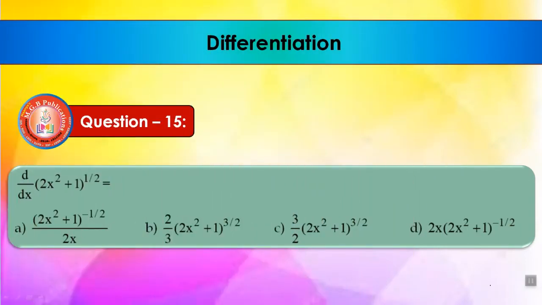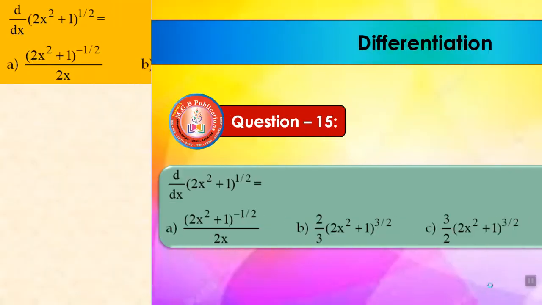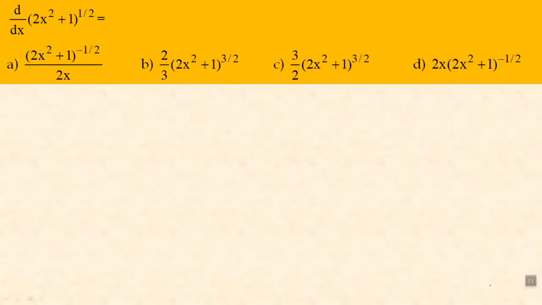Dear students, see the question number 15. Read the question and write it. The question is d by dx of 2x square plus 1 whole power 1 by 2 is equals to. Options are 2x square plus 1 whole power minus 1 by 2 divided by 2x, 2 by 3 into 2x square plus 1 whole power 3 by 2, 3 by 2 into 2x square plus 1 whole power 3 by 2, 2x into 2x square plus 1 whole power minus 1 by 2.